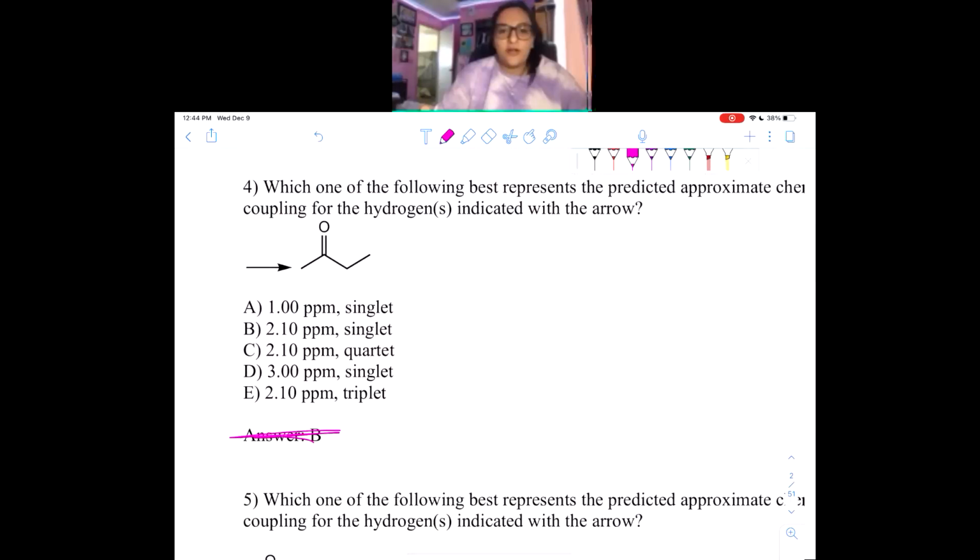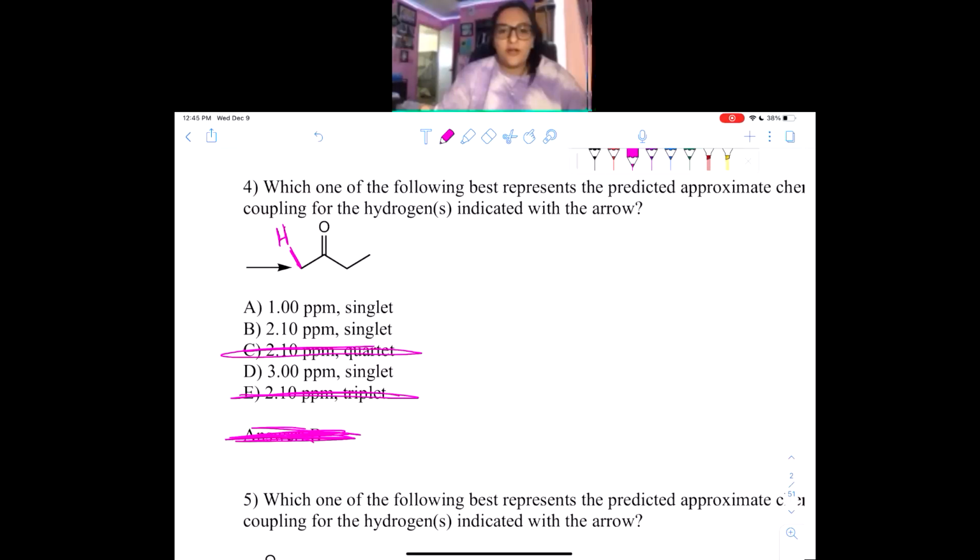All right, so let's do a really similar one. So we are now pointing to a hydrogen that is next to a ketone, right? So does this hydrogen have any neighbors? No, because there's nothing within 3 bond lengths. So it has to be a what? Singlet. Sweet. So let's get rid of quartet and triplet.